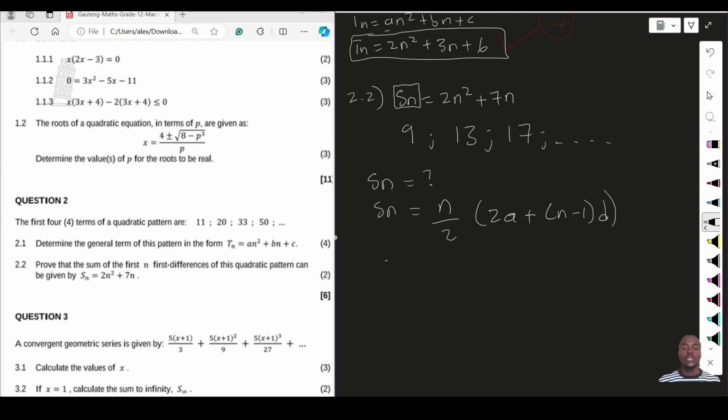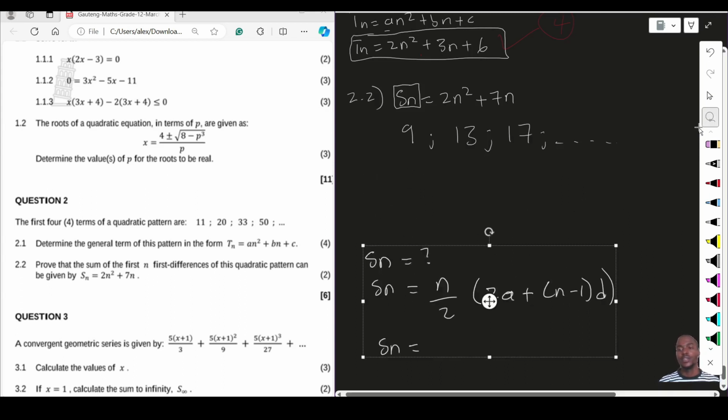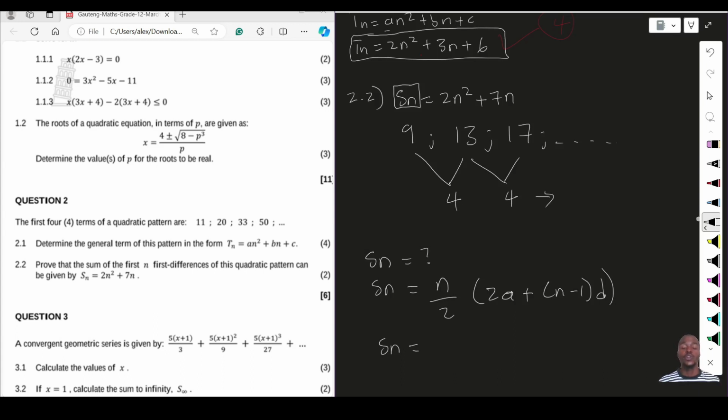So we are going to say Sn is equal to, let me create a room. We already have everything that we need. We just substitute. So this paper was very, very easy. So what's the difference here? It's 4. What's the difference here? It's 4. Remember that the difference, when you talk about arithmetic, this is d.